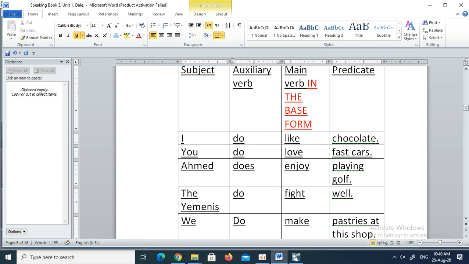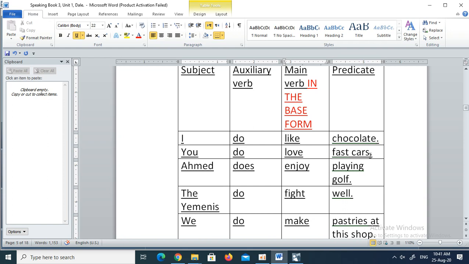If we look at the first sentence, I do like chocolate. We have the subject I, we have the auxiliary verb, we have the main verb in the base form. So that means it can't be likes, it can't be liked. It has to just be like. I do like chocolate. Do is the auxiliary verb, like is the main verb.